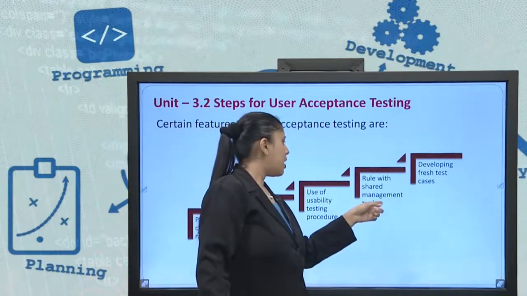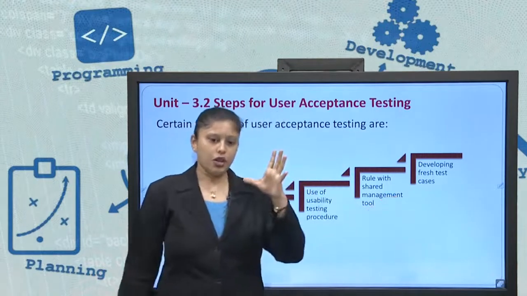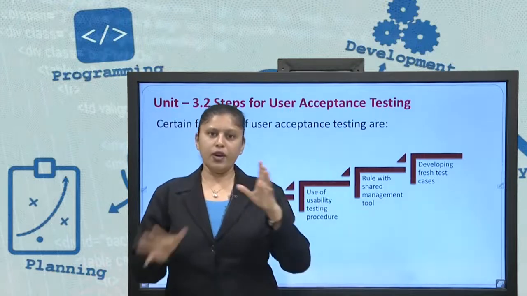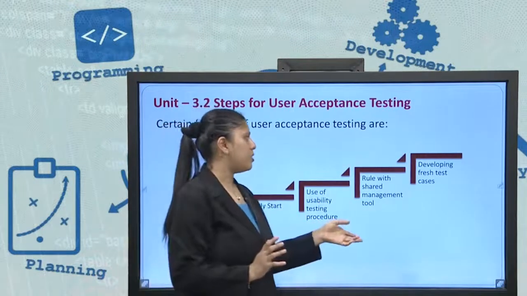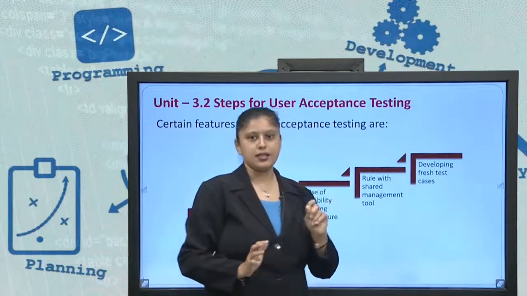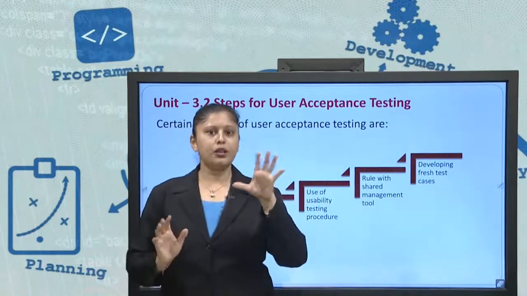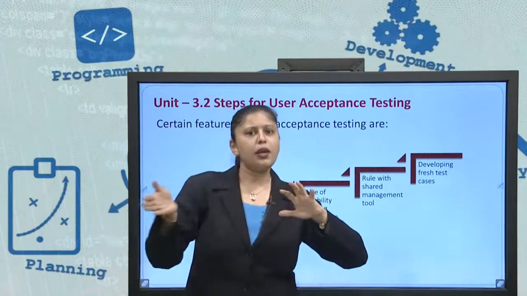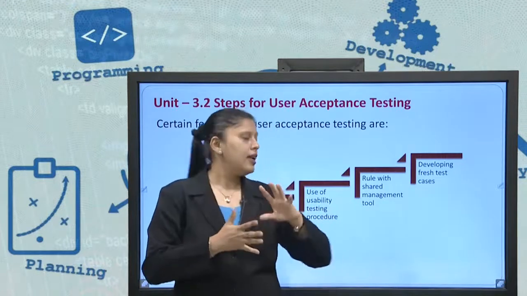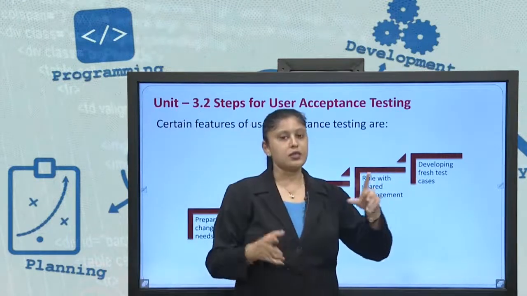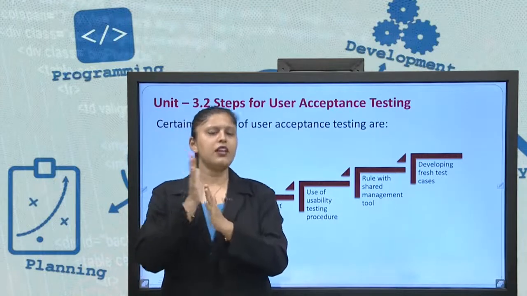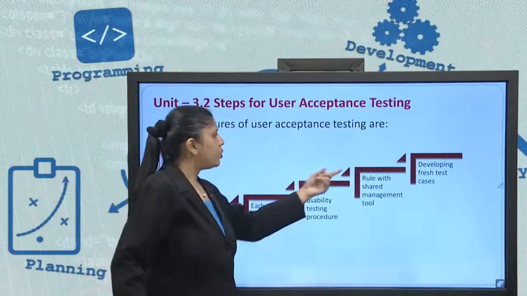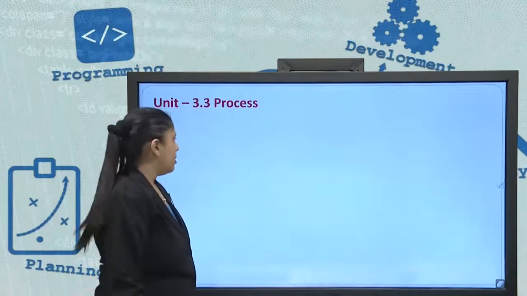Then rule with shared management tool. So you have to scrutinize it as a rule, as a procedure according to that management tool, and develop fresh test cases. Once you have done the entire development of the code, maybe afresh, or maybe you have changed something inside it, then you have to develop fresh test cases, because there is some change or redevelopment of the code, and in that case I need to test it once again.